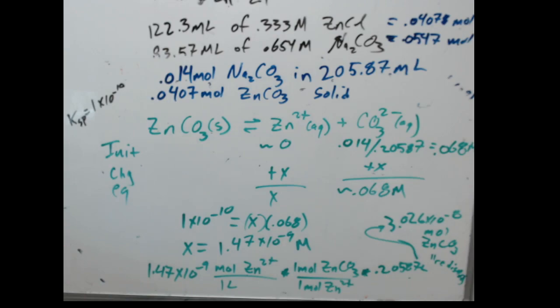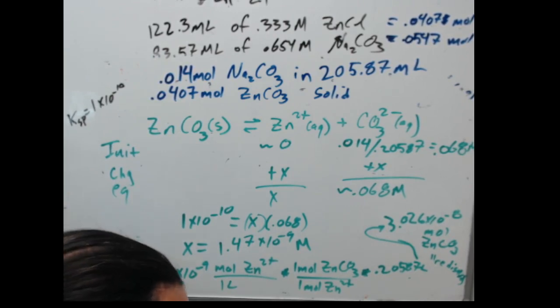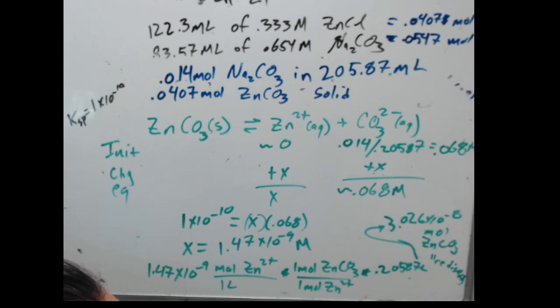Now, you can go ahead and do that subtraction. The answer is just going to be 0.0407, because I'm subtracting off such a small number. I can plug it in though, 0.0407 minus 3.026 times 10 to the minus 8. I get 0.040699969. 0.0407.